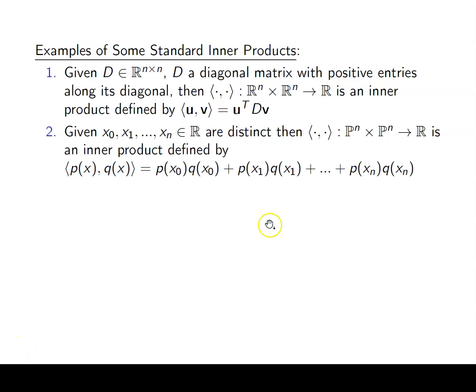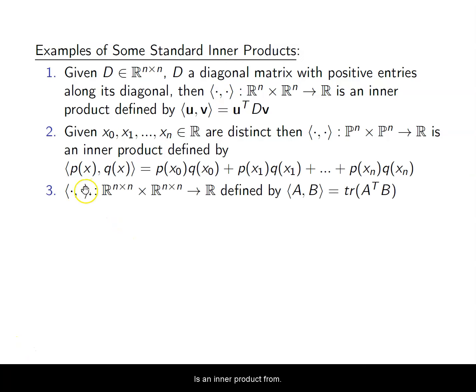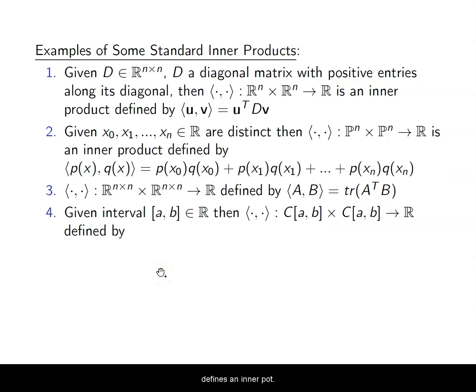So the next one that we have is an inner product on square matrices. Our vector space is the square matrices, and we go to a scalar given by square matrix A inner product square matrix B is the trace of the product A transpose B. So we would take A, transpose it, multiply it by B, and then take the trace of that, and that defines an inner product.